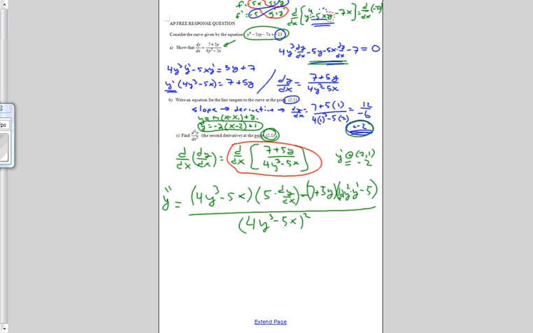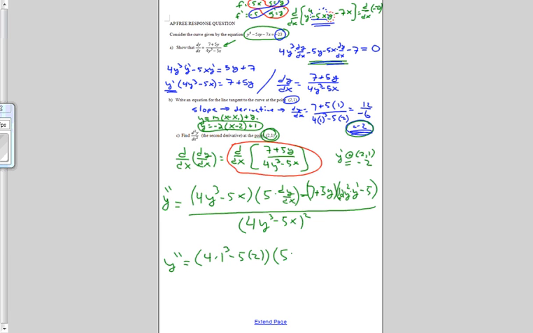So now we're just going to plug things in. We're looking at the point 2, 1. So y double prime equals 4 times 1 cubed minus 5 times 2. I'm going to run out of space, so I'm going to write a little bit smaller. The second derivative equals 4 times 1 cubed minus 5 times 2 times 5 times dy dx.